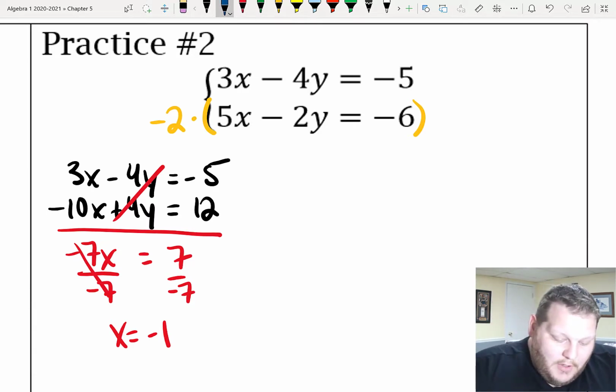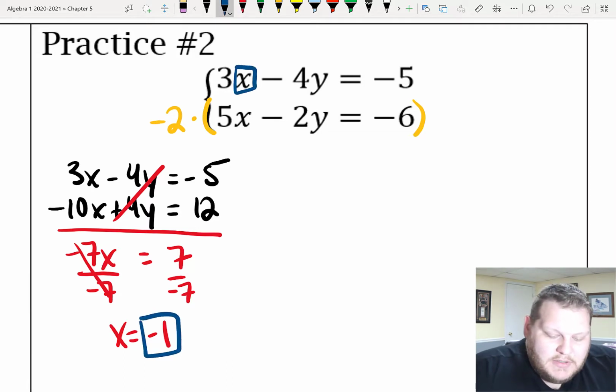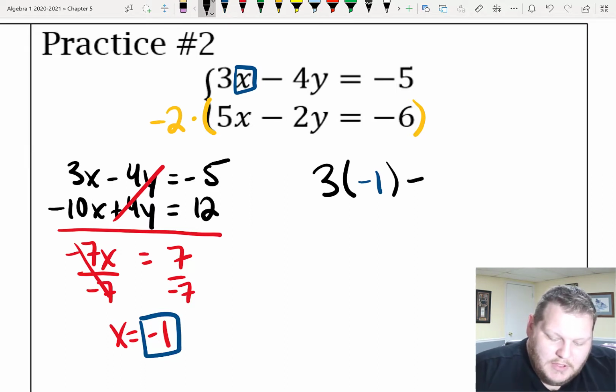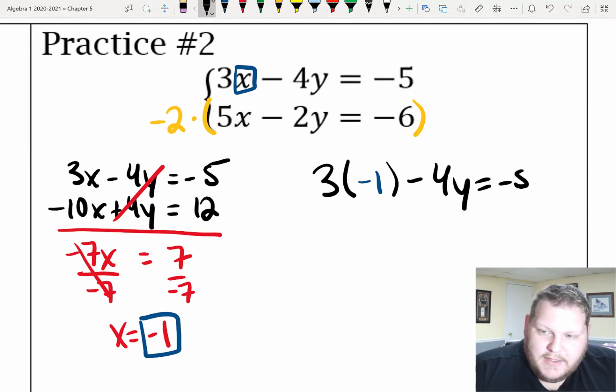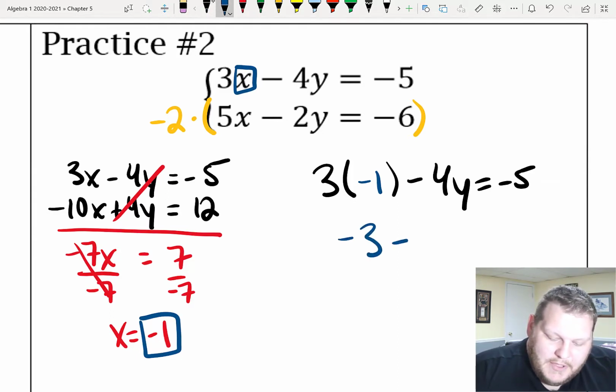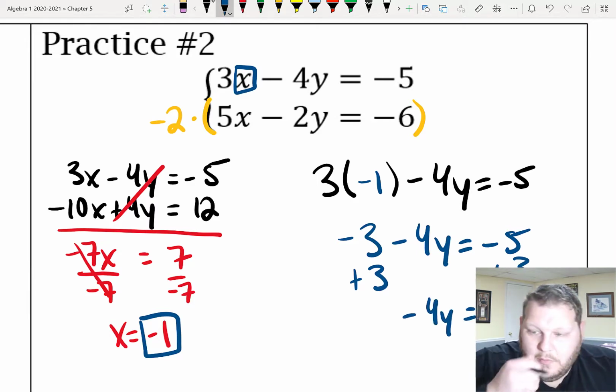From here, just like we've always done, we're going to take this x value and plug it back into one of my two equations. Here, I'll just pick the top one, because why not? We're going to go ahead and say, all right, well, 3 times negative 1. Whoops, I forgot to switch my colors. 3 times negative 1, which is my x value, minus 4y equals negative 5. So then from there, 3 times negative 1 is negative 3. Nothing else about the equation changes yet. Add 3 on both sides. We get negative 4y equals negative 2.